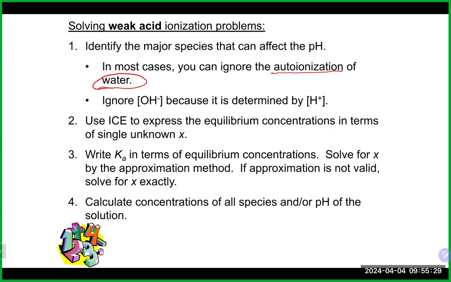So basically the assumption is that all the H plus that you see in that solution is going to come from the acid, or the base in terms of OH minus. It has nothing to do with water. Everything's going to be determined by the acid or base that's in that water, and we're not going to worry about water's influence on it. Obviously, as we talked about, use the ICE table, solve for x, and get your pH.